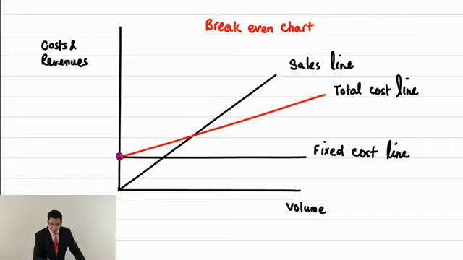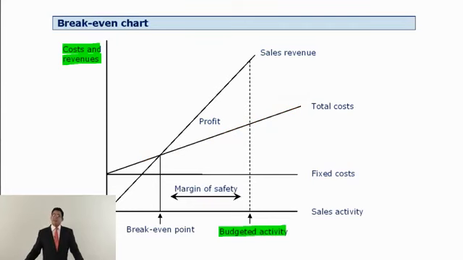Now wherever the sales line touches the total cost line, that point is called break even. It's a very useful chart to show to various managers within the organization, financial or non-financial managers, and they get quite a better understanding from this chart, which you can see on the screen. Now there are many limitations, but I'm discussing what is part of the syllabus.